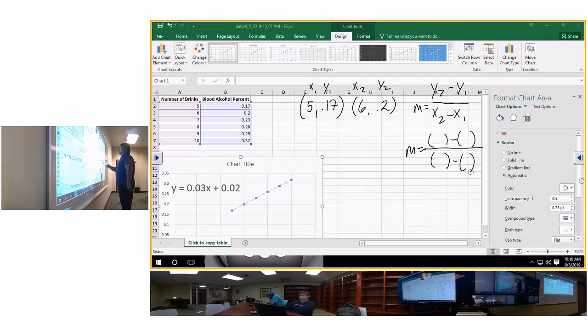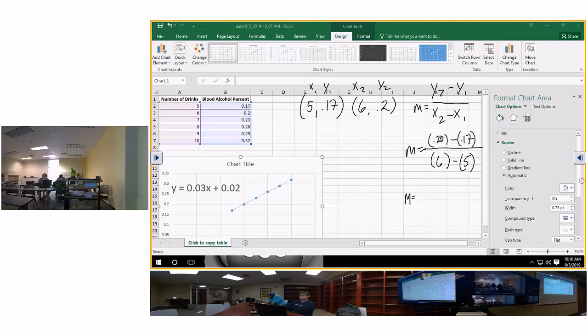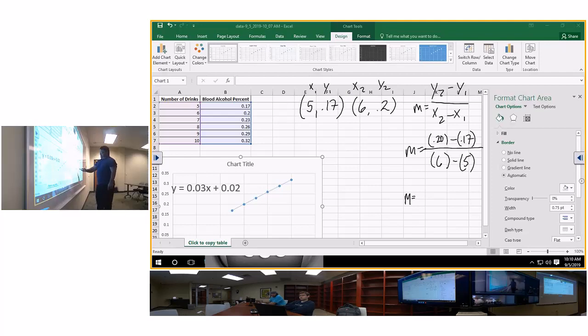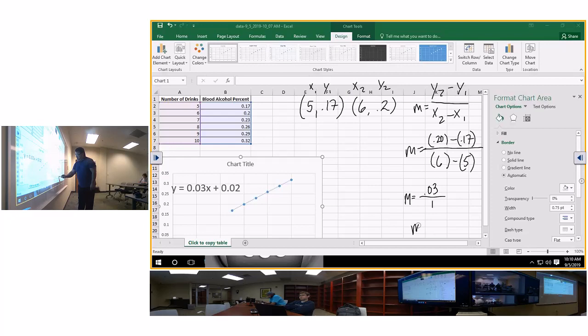Y sub 2 is point what? Point 2. Y sub 1 is point 17. X sub 2 is what? 6 and 5. You don't need a calculator yet. For those of you on the calculator drill team, you don't need it yet. What's 20 cents minus 17 cents? 3 cents. And 6 minus 5 is 1. So our slope is equal to 0.03.